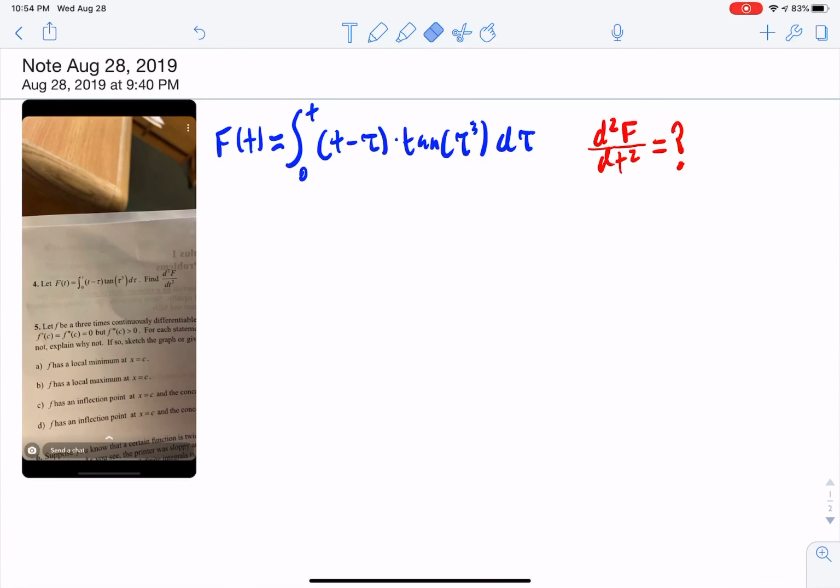Hey guys, so one of my friends asked me for some help with a question he had on his math homework. And I'm going to be showing you guys a solution to this question because hopefully it could help some of you guys out. Okay, so it gives us this function and asks us to find the second derivative of it.